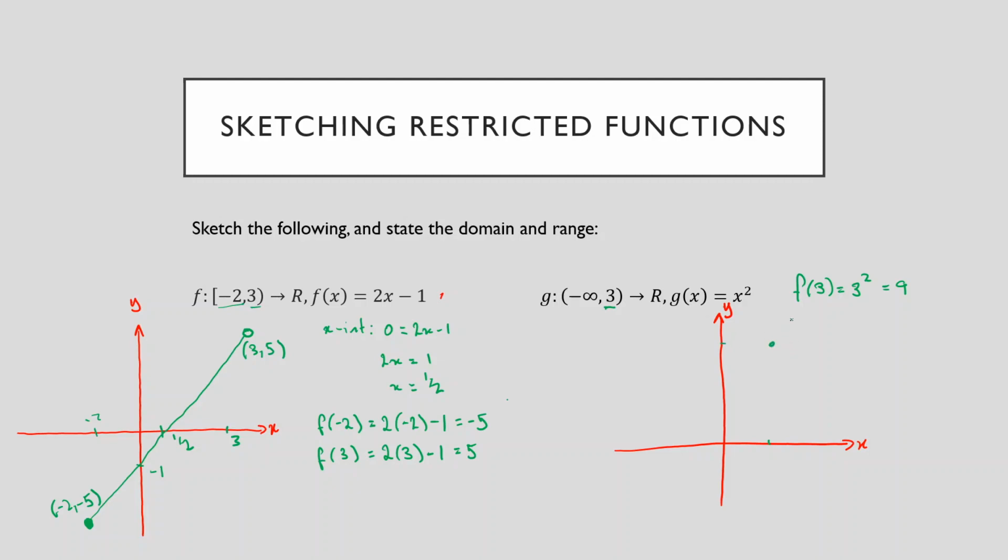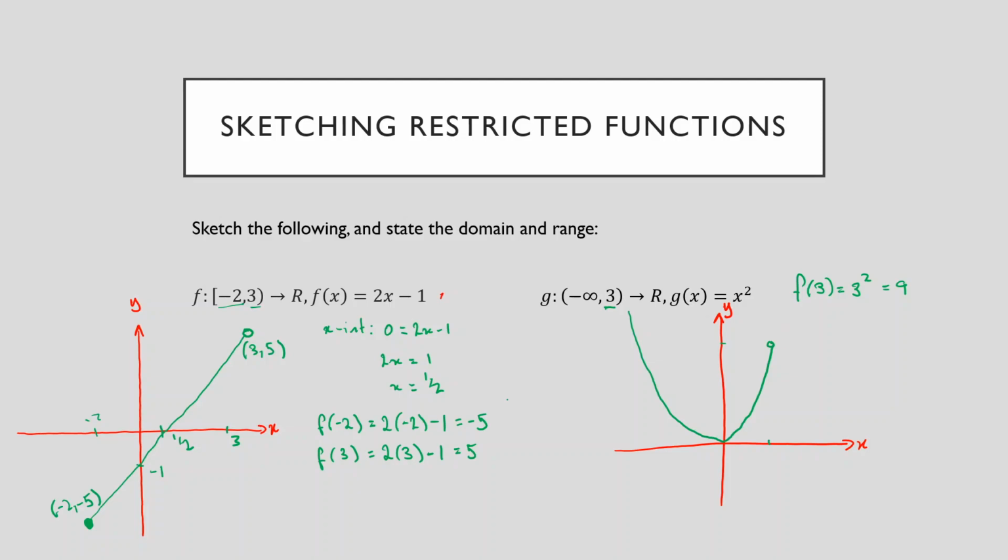Okay, the only problem is we're not including the 3 in our drawing of our function, so we have to draw an open circle at that point. And then you just sketch your function like you normally would. So it's a parabola, comes in like that, vertex at 0, 0, goes up and stops at 3.